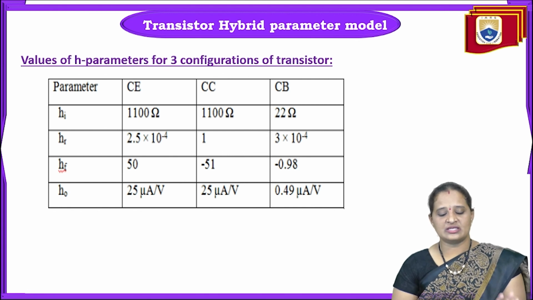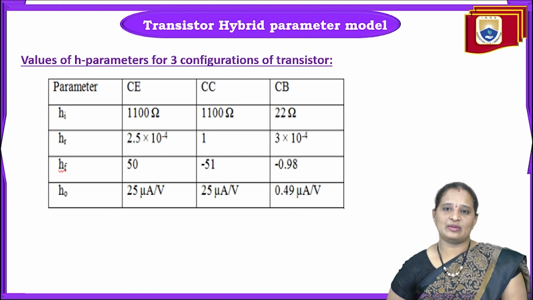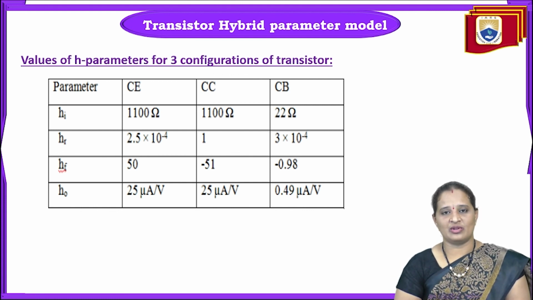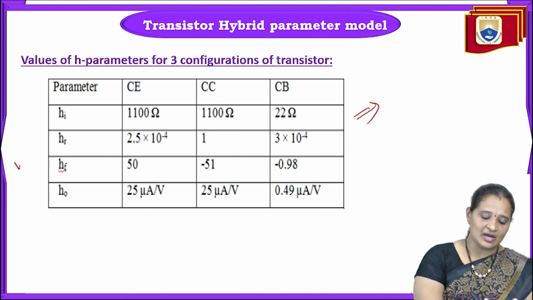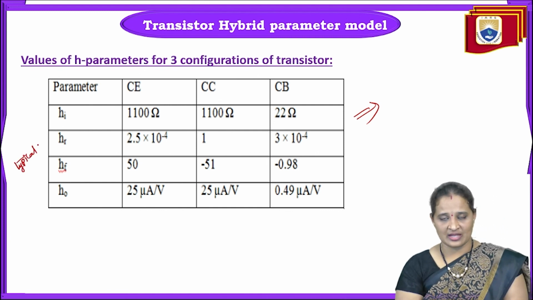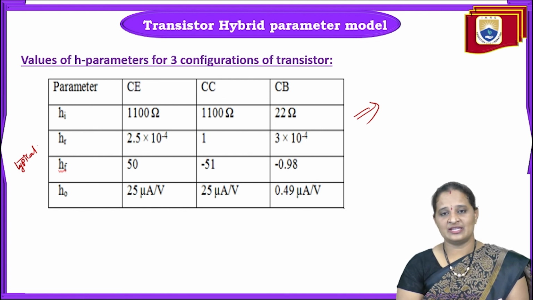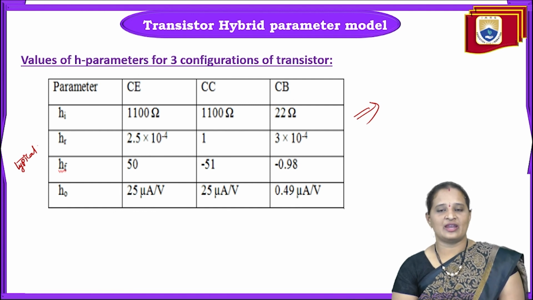So this is about the analysis of a transistor amplifier using the hybrid parameter model. We have to remember all the formulae which we have derived till now, and these typical values of H parameters for all three configurations of a transistor should also be memorized in order to solve numericals on transistor analysis.